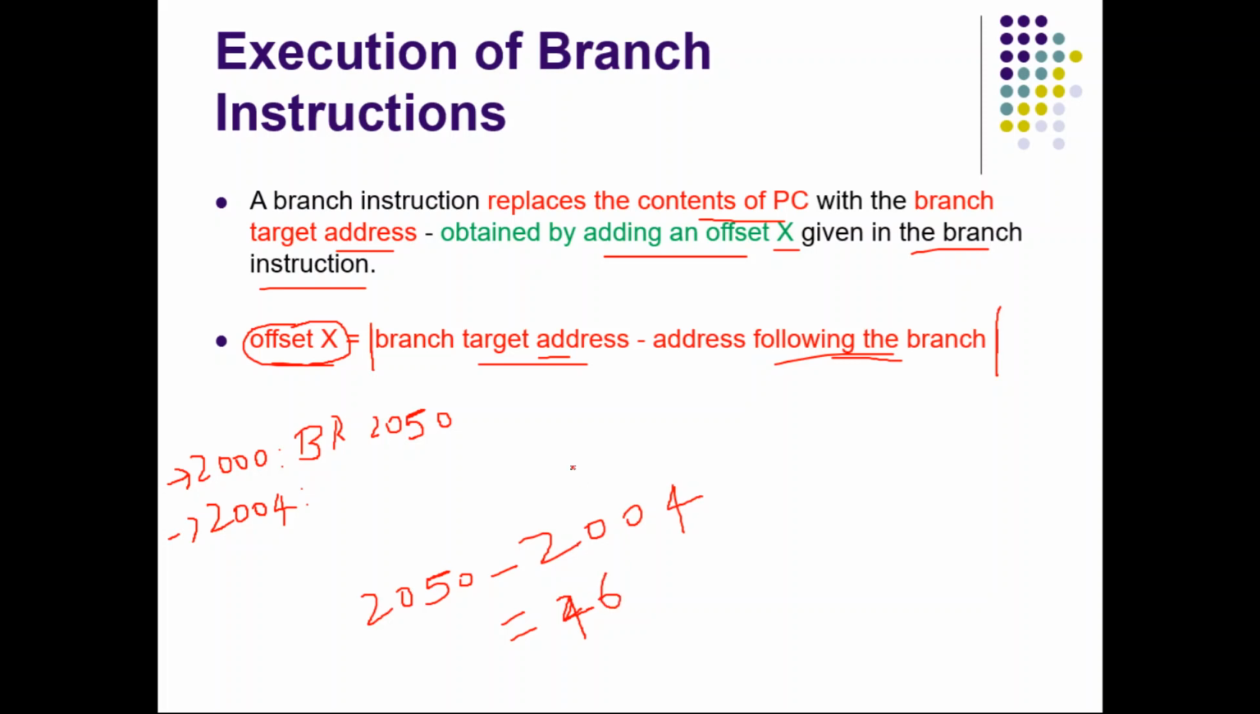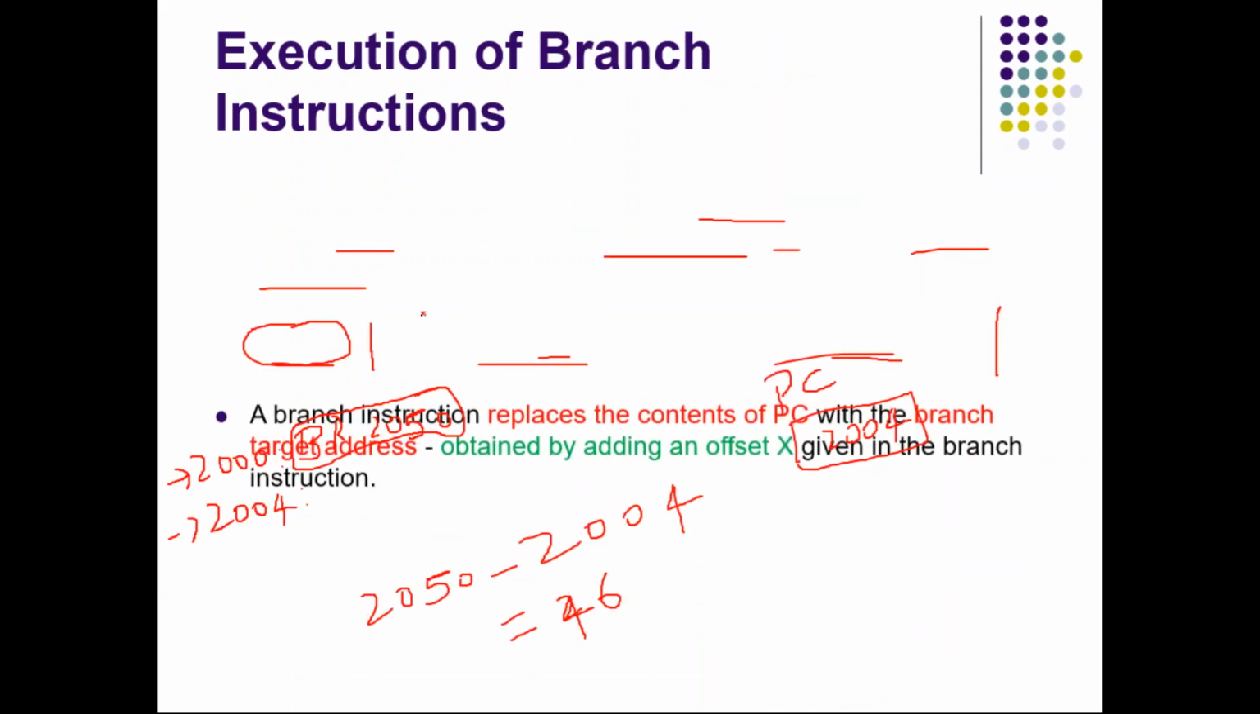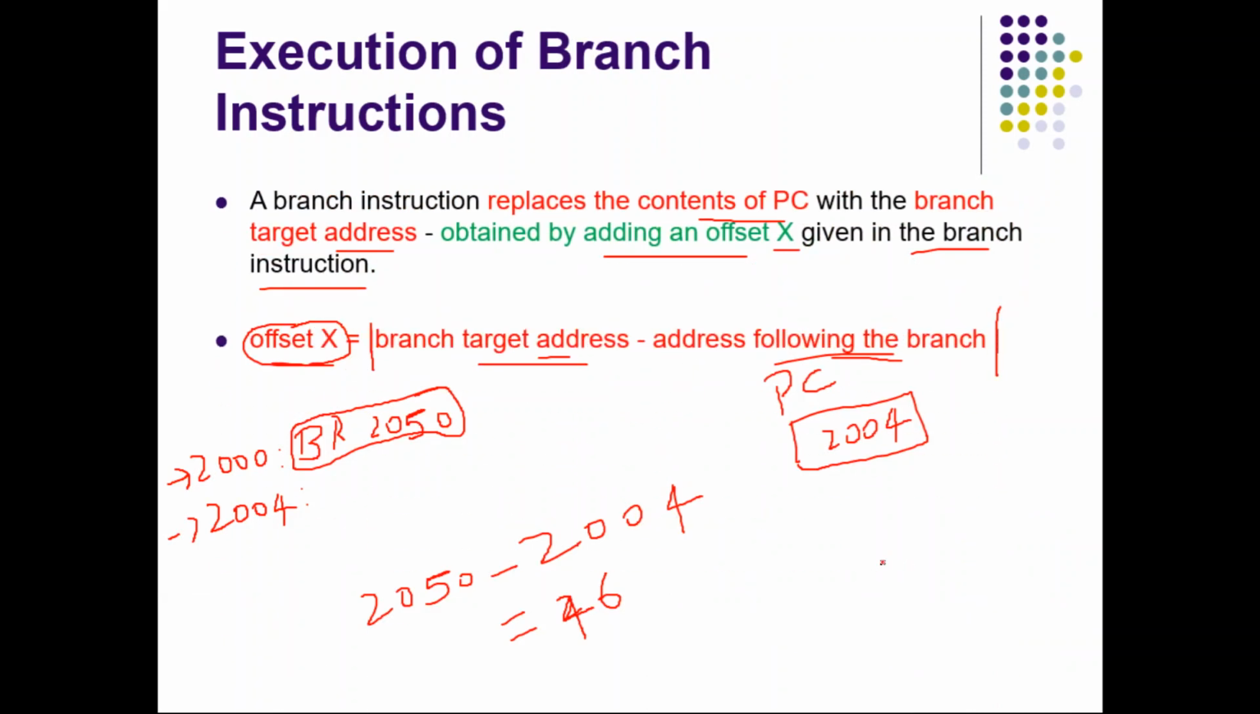Now how will you get the target address? While executing this instruction, PC will become 2004. Not only PC, Y in also will become 2004. Here, if you see, the Z out goes to PC in and also to Y in. So the register Y is also 2004.